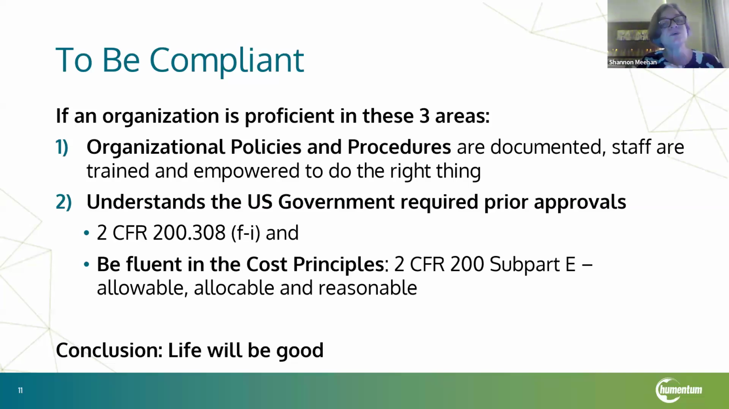Number 2 is you understand 2 CFR 200, but especially you understand the prior approval regulations, which are found in 2 CFR 200.308, paragraphs F through I, and that you understand the US government's cost principles, because the cost principles tell you which types of expenses are allowable, unallowable, and which ones need prior approval. And it also guides you on the treatment of certain costs.